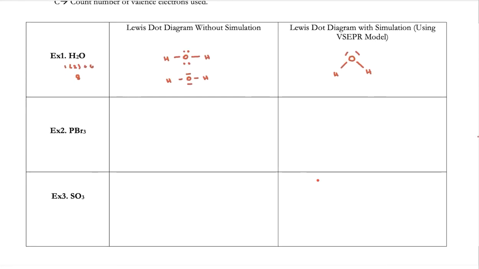I've got PBr3. So my first step is to determine my total number of valence electrons. Phosphorus has 5 valence electrons. Bromine has 7, but there are 3 bromines. So I've got a total of 26 valence electrons. All right, now I need to share. So I'm going to put phosphorus in the center, and I'm going to draw 3 bromines coming off of phosphorus. Then I need to add lone pairs.